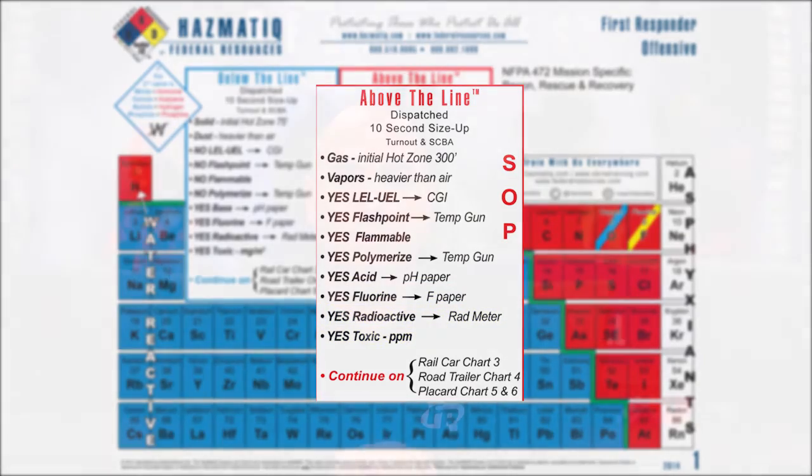Once we arrive at the incident and we set up upwind, uphill, the responders are going to dress out in turnout gear and SCBA and take all of the meters in the safe kit, including their rad meter, their F and pH paper, their temperature gun, and their CGI. As they make entry, if there's no rescue, then they're going to conduct recon. They're going to try to find out more information about which rail car is leaking. As they go down range, they can see this rail car in the distance.